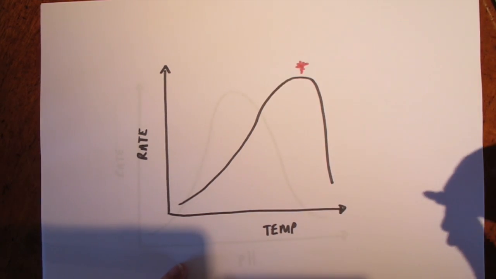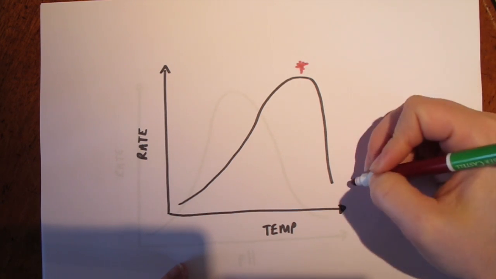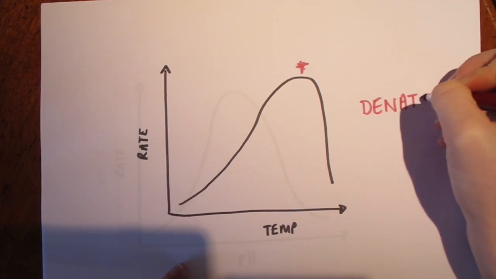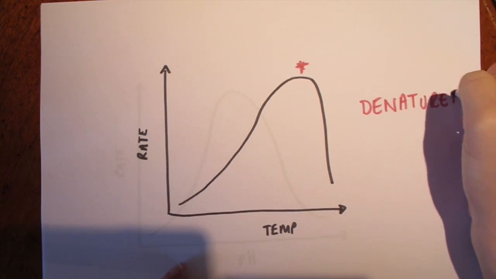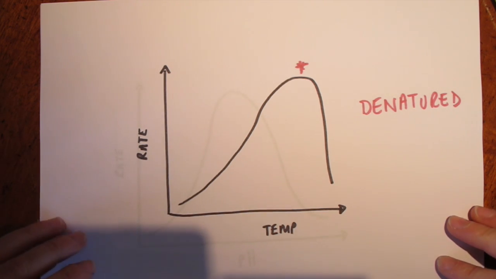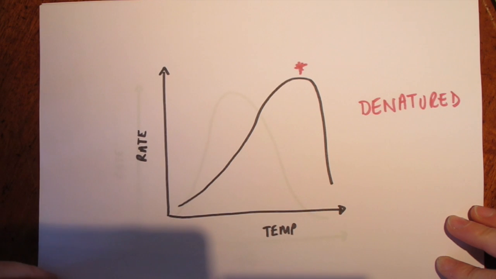However, after this point here, which is the optimum temperature, so the maximum rate that you get at the highest temperature, the rate dramatically decreases because the enzyme has denatured. This occurs because the temperature is now so high that the bonds stabilizing the 3D shape of the enzyme are broken. This changes the 3D shape, which will affect the specificity of the enzyme and stop it from working. This denaturation is a permanent change.